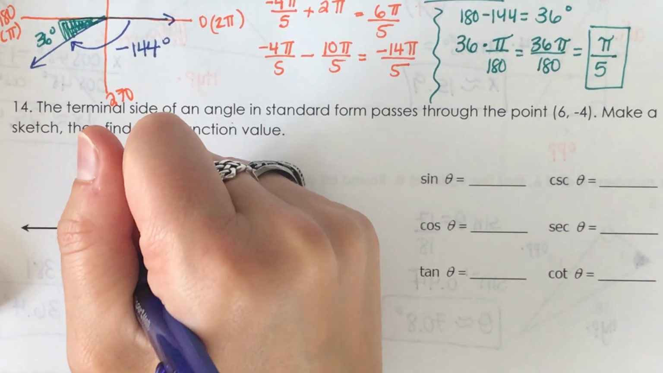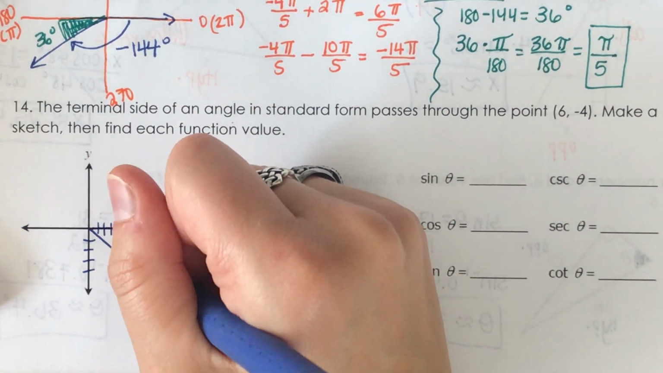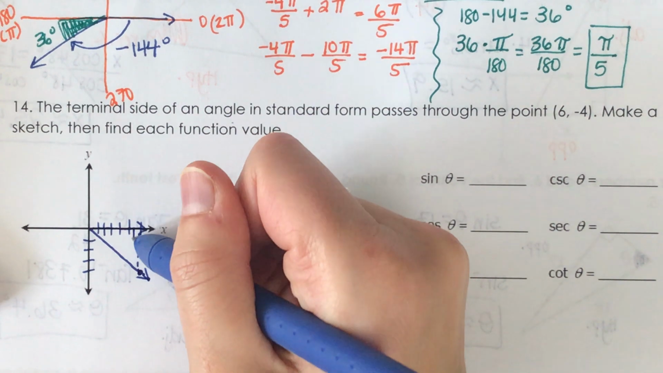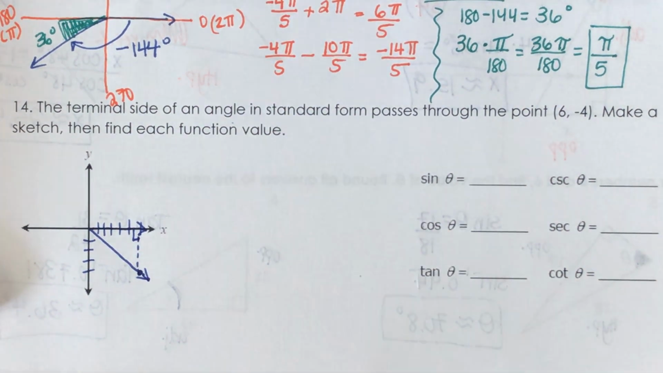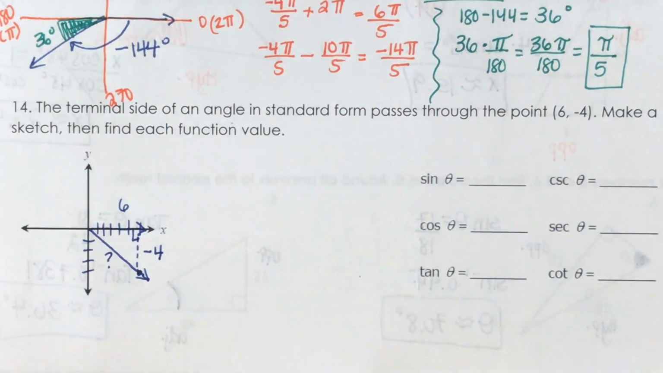That means it starts here on the x-axis and it ends over here at that point, and I make myself a right triangle. So I've got the x is 6, the y is a negative 4, and I have to figure out what my unknown side is. That's the r side, right? That's what I'm trying to figure out. It's essentially the same thing. It's my radius of the circle.